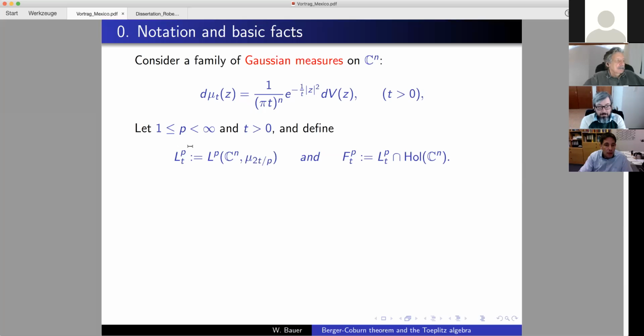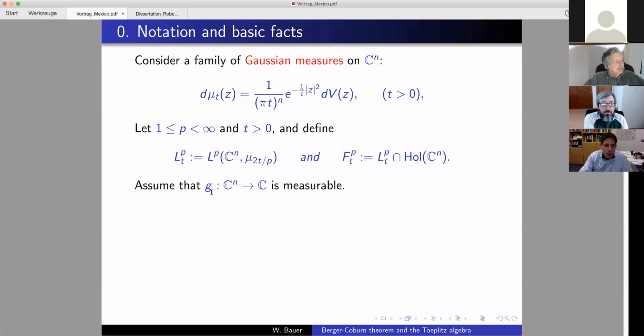And then I consider p between 1 and infinity, and some parameter t bigger than 0. And I look at these LP spaces, LP of C^n with respect to this measure. Important here, in the parameter of the measure, this exponent p appears, which is a bit unusual, but anyway. And then the p Fock space, denoted by F^p_t, is just the intersection, as usual, of the holomorphic functions with this LP space. So that gives a family of spaces parameterized by t.